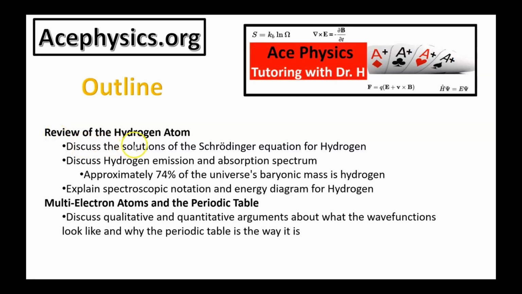There will be a review of the hydrogen atom. I'll discuss the solutions of the Schrödinger equation for hydrogen. I'll discuss hydrogen emission and absorption spectrum. Approximately 74% of the universe's baryonic mass is hydrogen. Stupendous, it's a hydrogen fiesta. And then we'll move on to discuss multi-electron atoms and the periodic table.